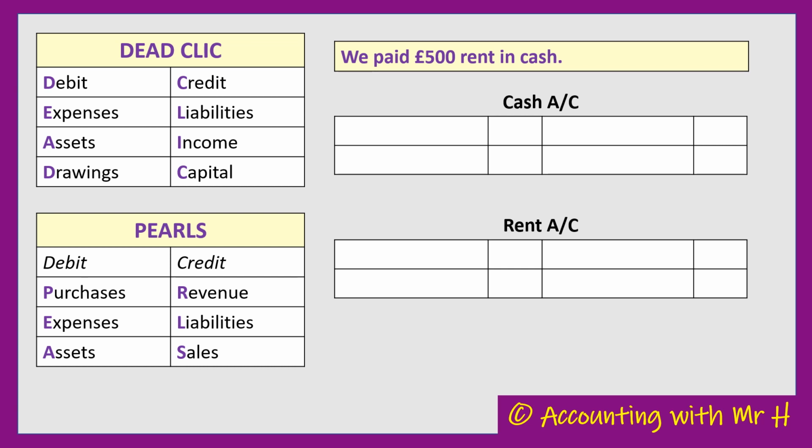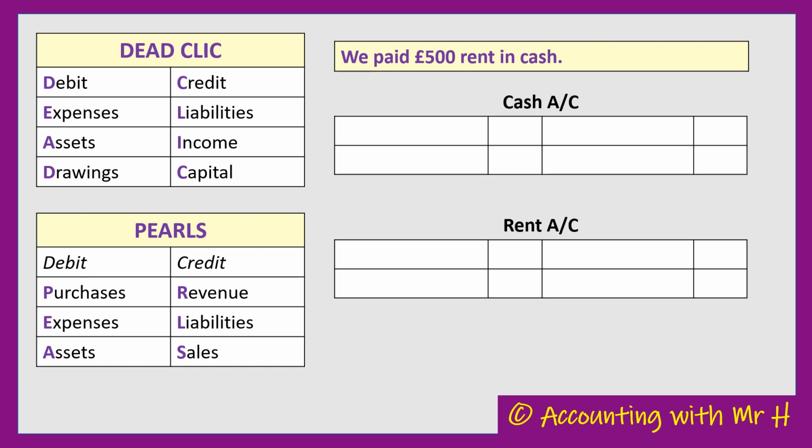The example on the right-hand side says we paid £500 rent in cash. If I needed to double enter this, it would involve the cash account and the rent account. You can see I've got the two T accounts, the two ledger accounts, drawn ready. The idea of DEAD CLIC or PEARLS is it tells you which side to put something on in order to increase the amount in that account. So DEAD CLIC tells us if you want to increase an expense account, an asset account, or drawings, you record it on the debit. By that logic, if you want to reduce an expense, an asset, or a drawings account, you record it on the credit.